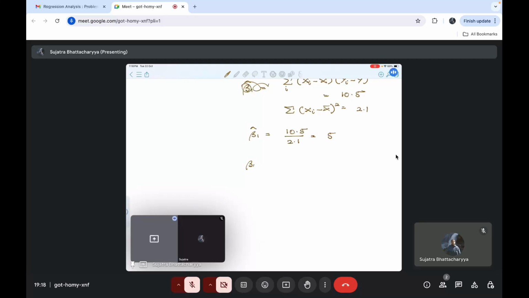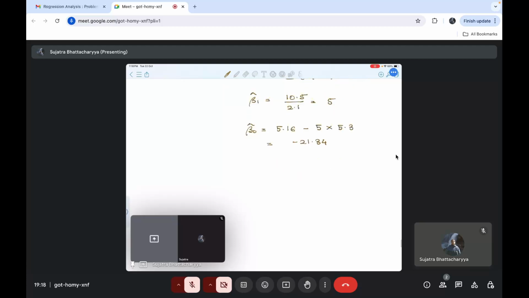Beta naught hat is y bar 5.16 minus beta 1 hat 5 into x bar, which is 5.3. This gives you minus 21.34. Therefore, our fitted equation becomes minus 21.34 plus 5x. That is our fitted equation.